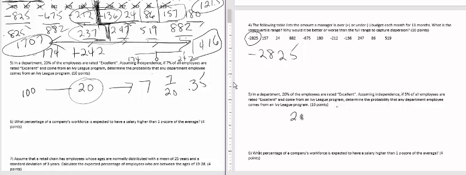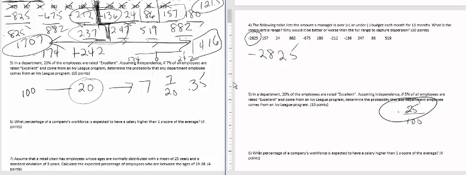Let me go back to this. 20% goes to 5%. So what does that mean? That means 5 out of every 20, right? 5 out of every 20 is what of every 100? So it would be 25 of every 100. So this answer here is 25%.